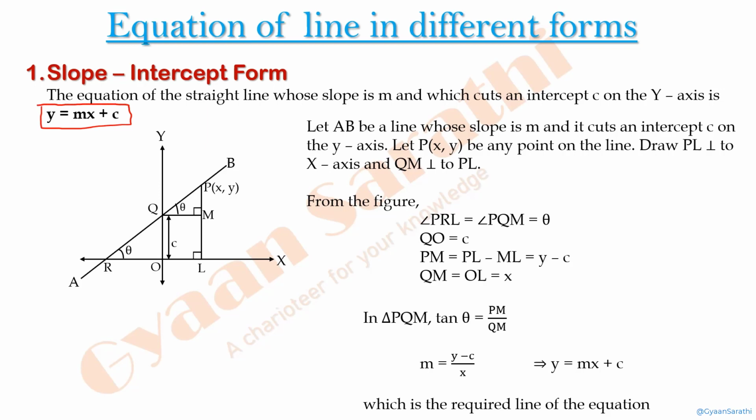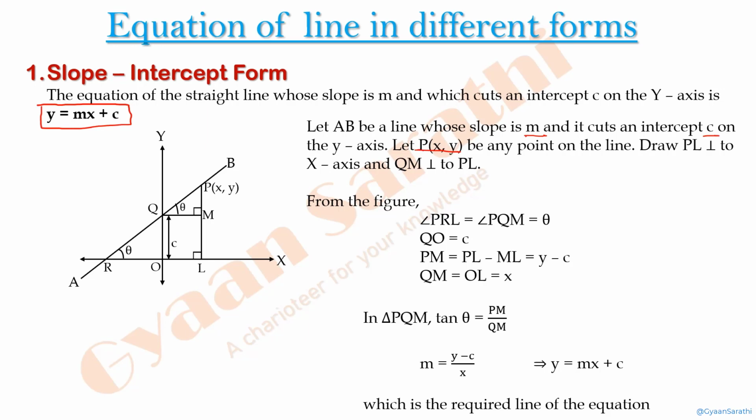So let us see how we get this. Let us suppose we have a line AB whose slope is m and which cuts an intercept c on the y-axis. Let us assume a point P (x, y) on the line AB. From P we draw a perpendicular PL on the x-axis, and from Q we draw a perpendicular on PL, as you can see in the figure.